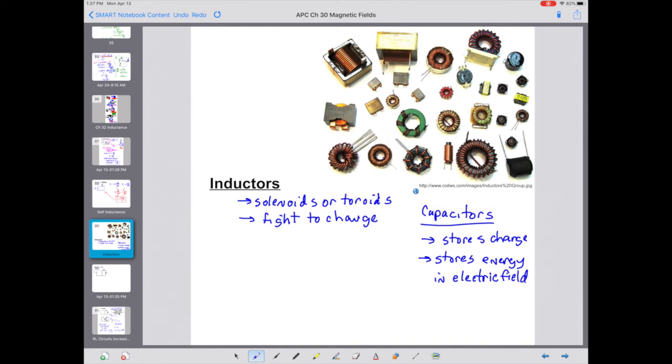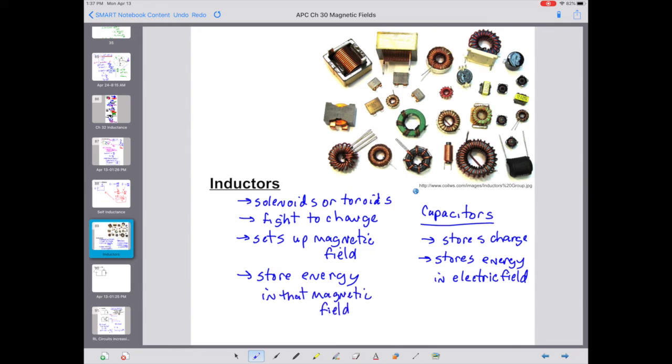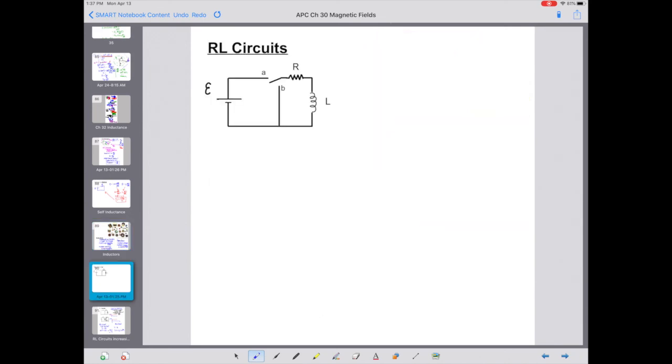An inductor is the counterpart for a magnetic field. An inductor specifically sets up a magnetic field. And in setting up a magnetic field, when placed in a circuit, it will store energy in that magnetic field. So, kind of counterpart, one stores energy in an electric field, the other stores energy in a magnetic field. So then, putting this circuit element into an actual circuit, an RL circuit.